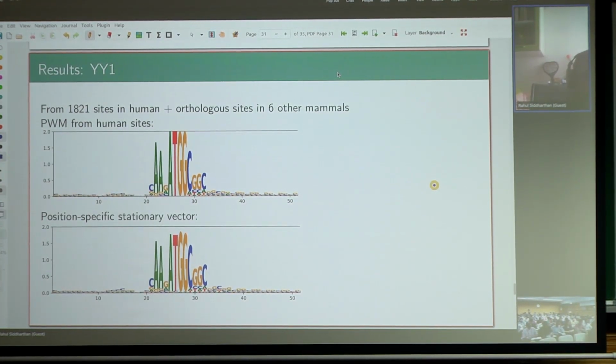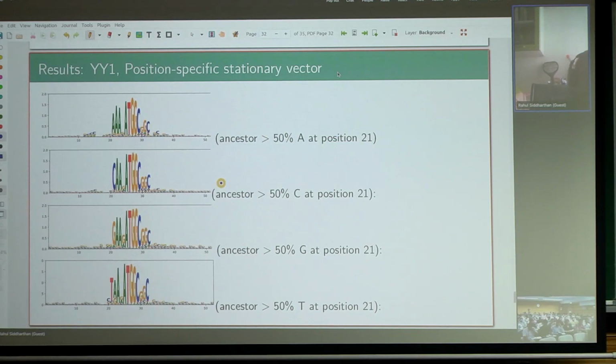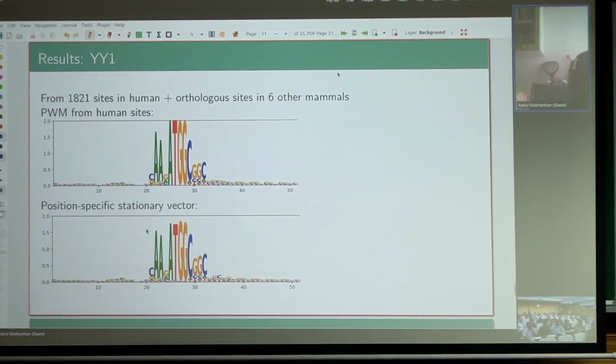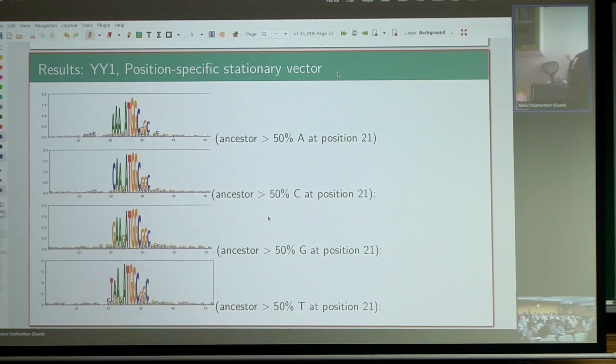And so for YY1, we looked at this position where you could consider all four possibilities. It tends to be C, but if you look closely, you see G, A, or T, and this is a case where there is a reasonable amount of sequence data. So let's try picking all four possibilities, A, C, G, or T, in this position.